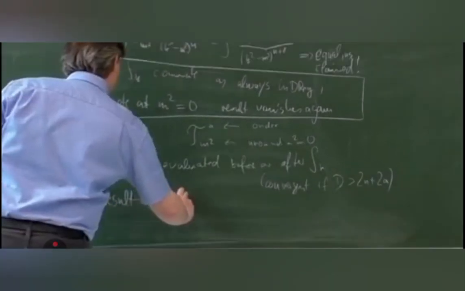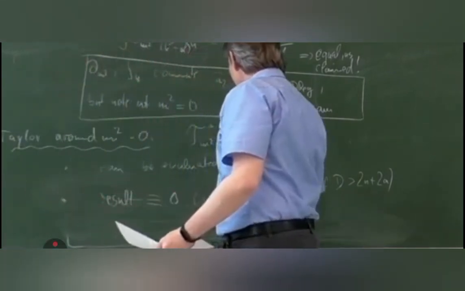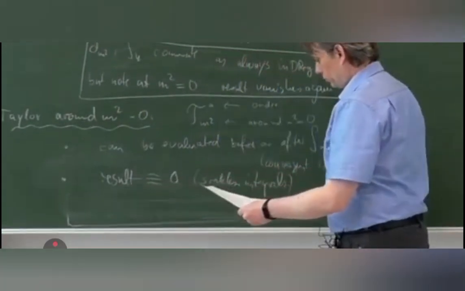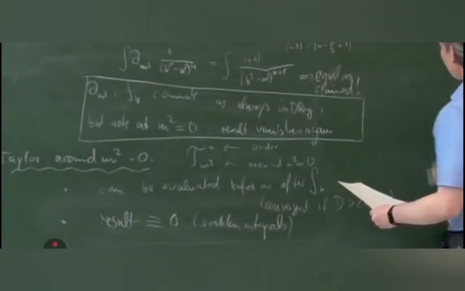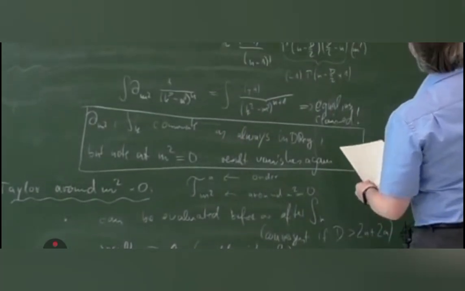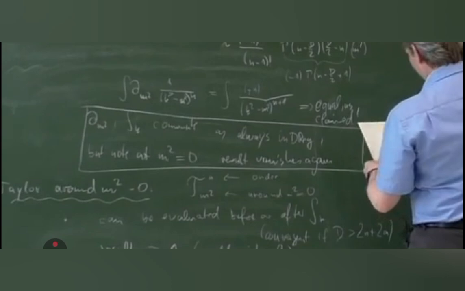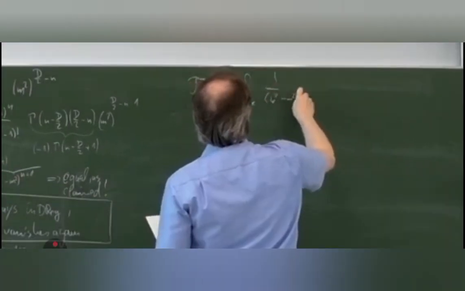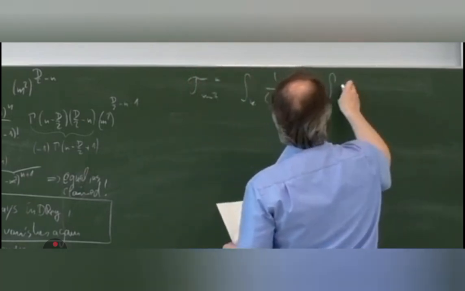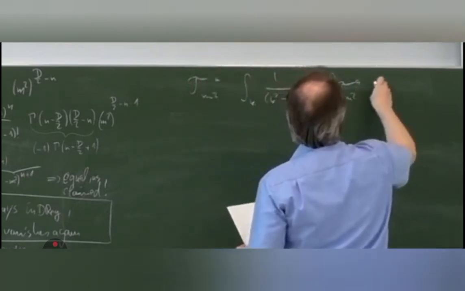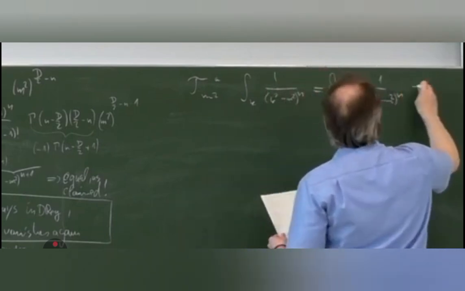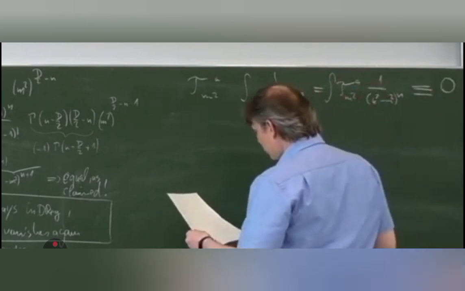The result is identically 0 because of scaleless integrals. So as a summary, we have the following box: T_A(m²) of the integral over k of 1 over (k² minus m²) to the power n is the same as the integral of T_A(m²) applied to 1 over (k² minus m²) to the power n, which is identically 0.